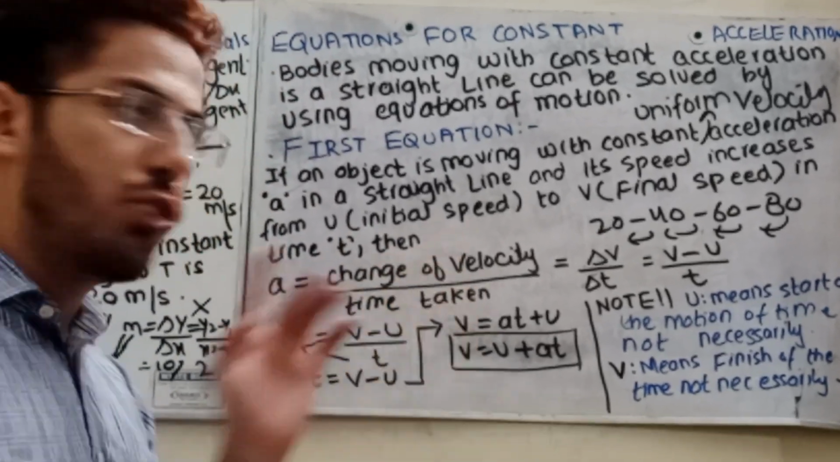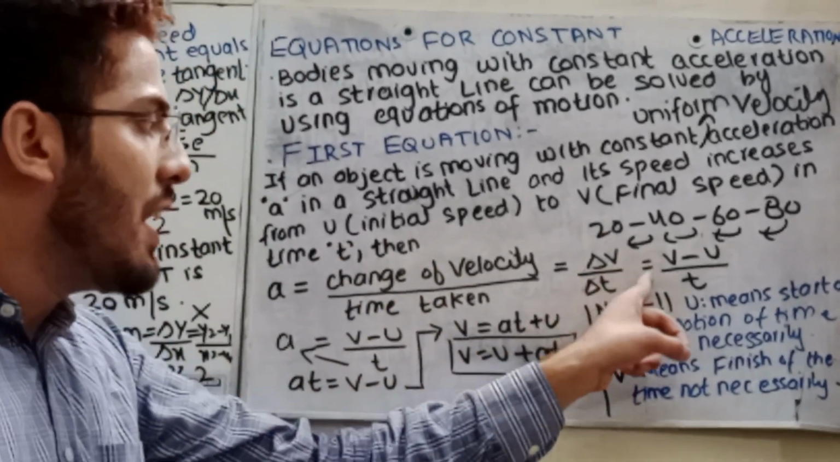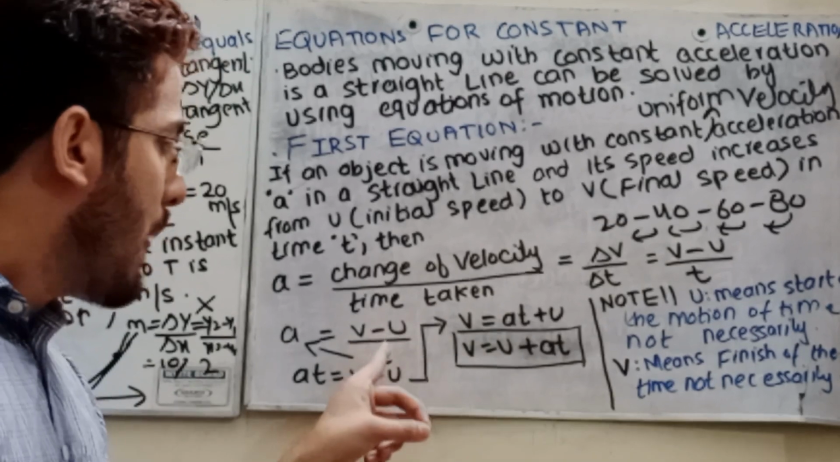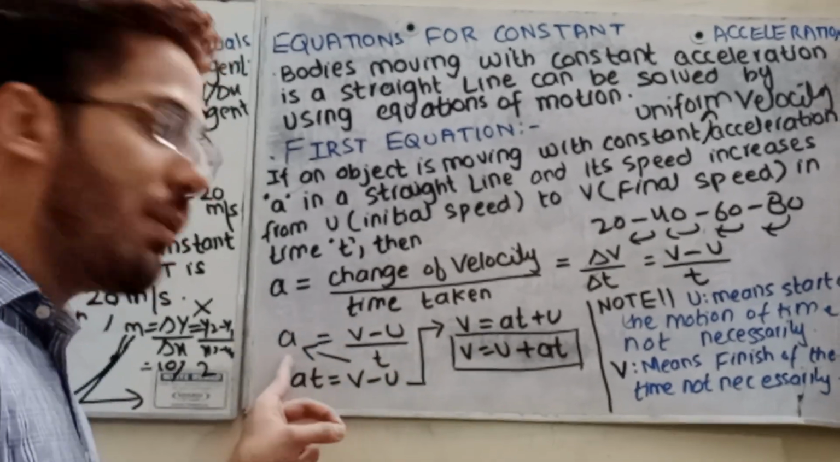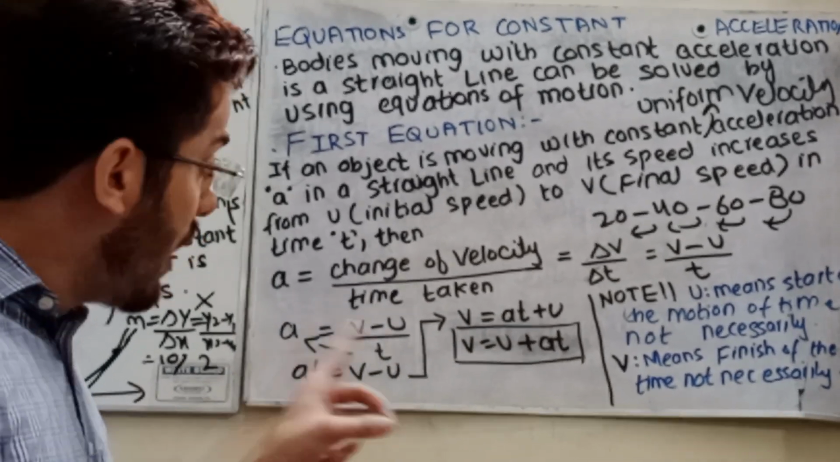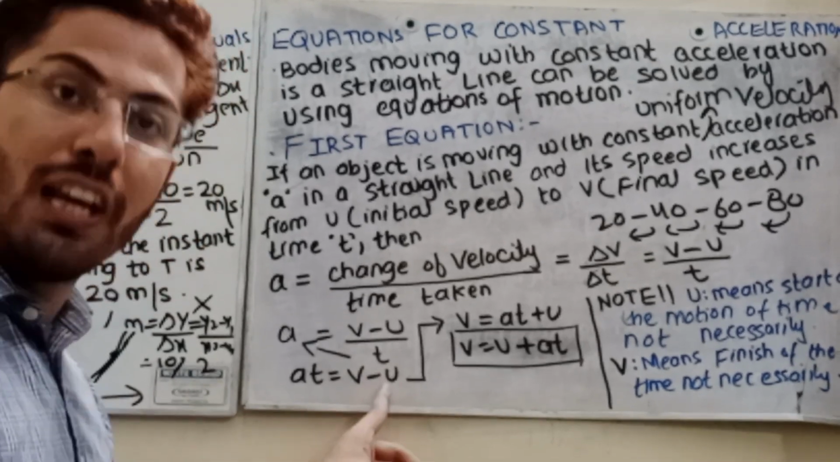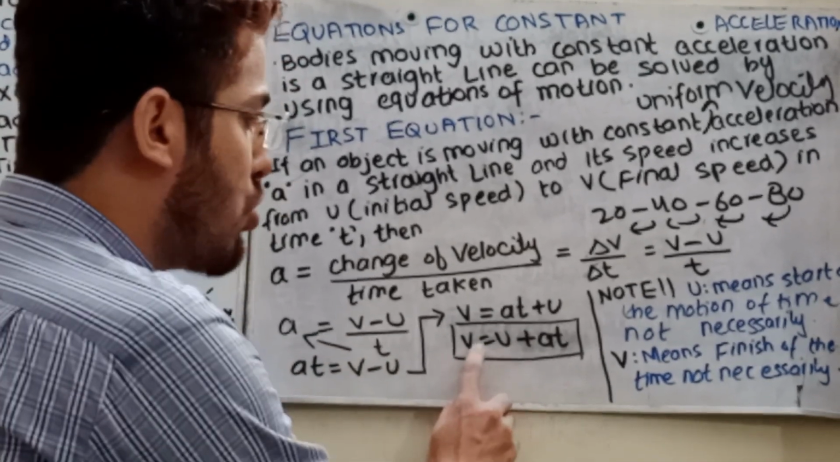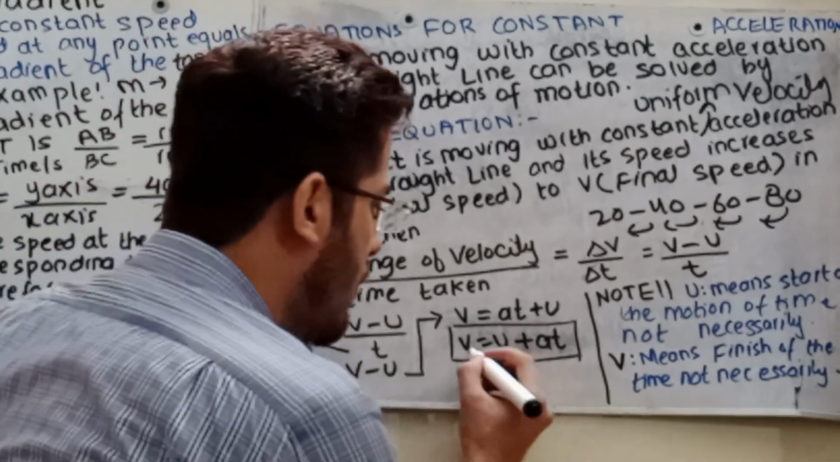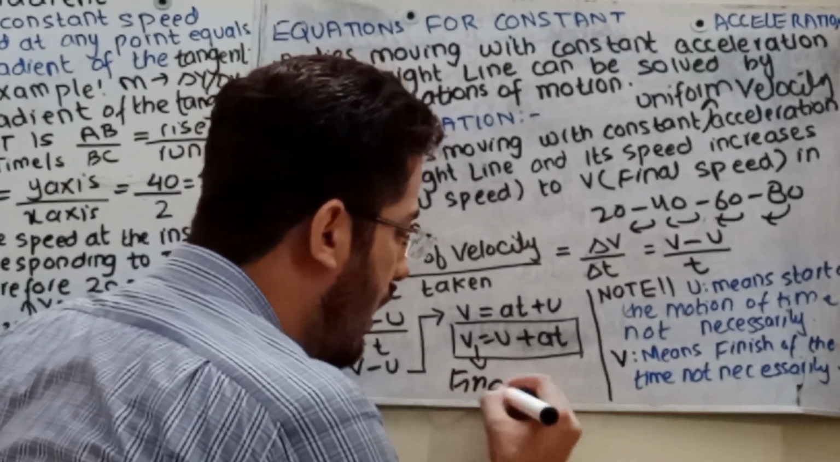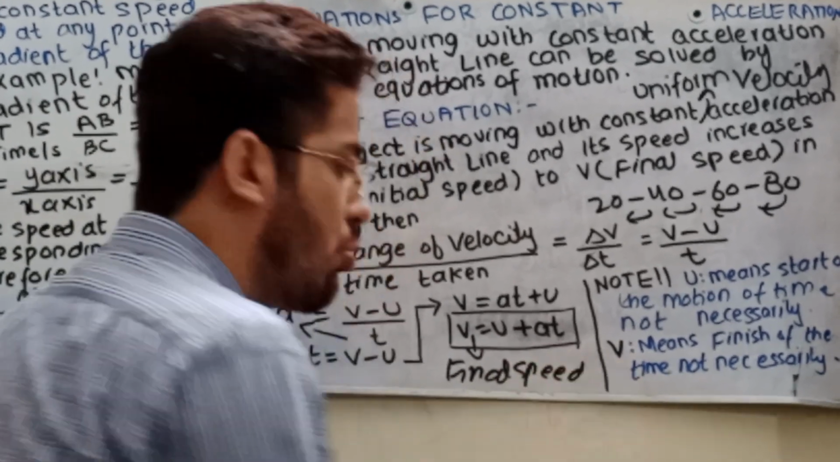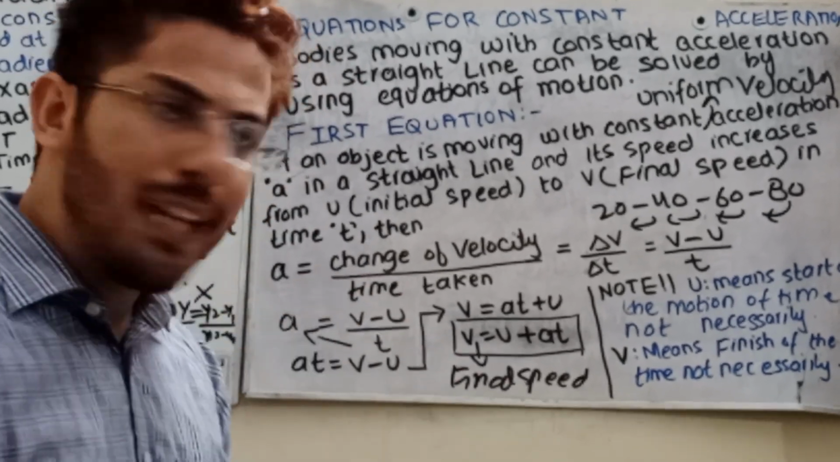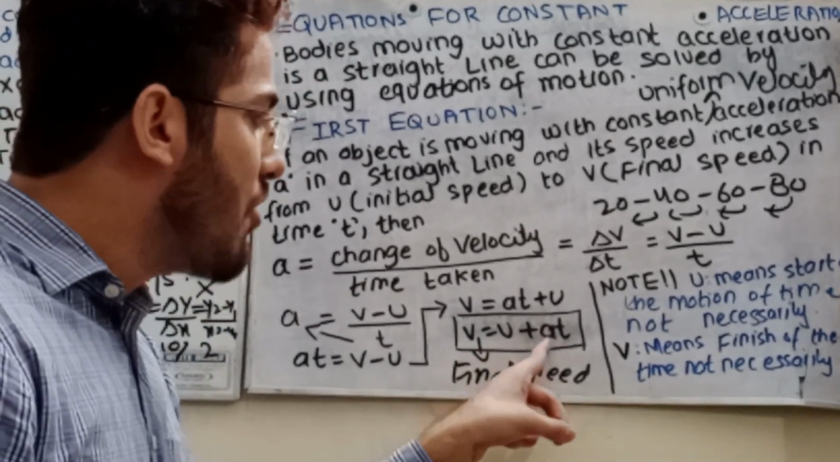Acceleration is change of velocity upon time. Change means final minus initial, upon time. Time you are going to multiply with acceleration, then you calculate the final speed. U is basically the initial speed, it will go over there, and V stands for final speed. Always remember, if the examiner asks you to calculate final speed, student, you need to apply this formula directly: U initial, A for acceleration and T for time.